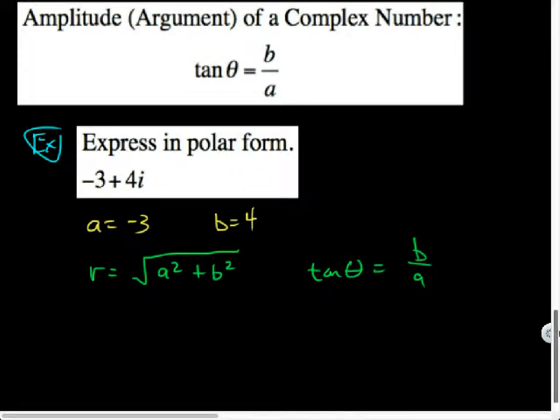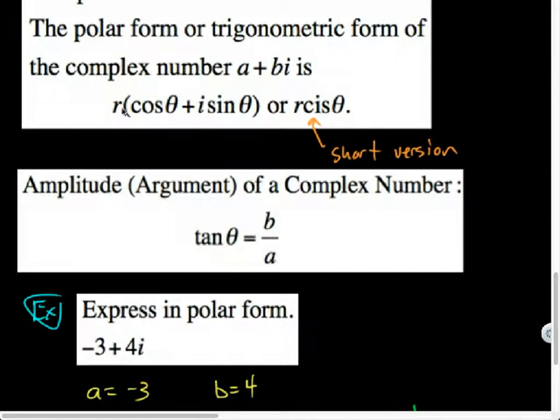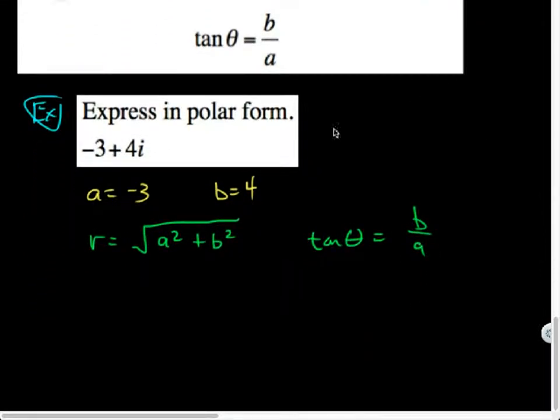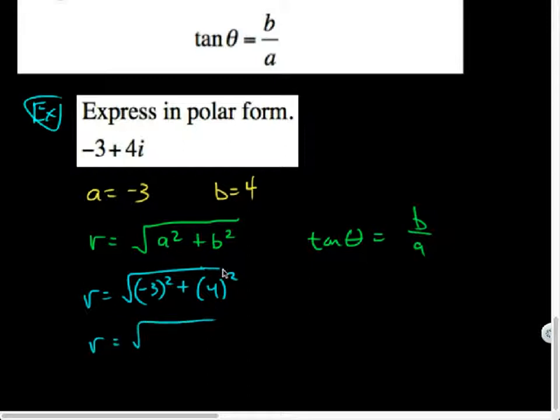And then just plug it straight into this form here is what I'm going to do. So to express in polar form, I merely plug and chug. R is equal to the square root of -3 all squared plus 4 squared. So R is equal to the square root of 9 plus 16. Wait a minute. Guys, this is going to be a Pythagorean triple. R equals the square root of 25. R is 5. You don't say.